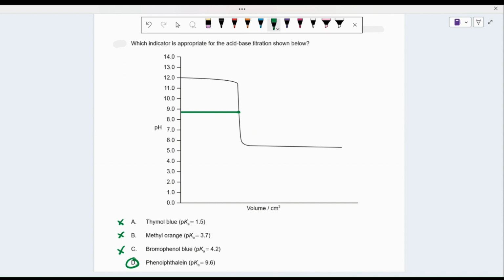It's also good when you practice questions like these to think about the implications of the graph. So what sort of graph is shown here? We have a strong base and a weak acid graph. And what would be the color change? We would go from pink to colorless.